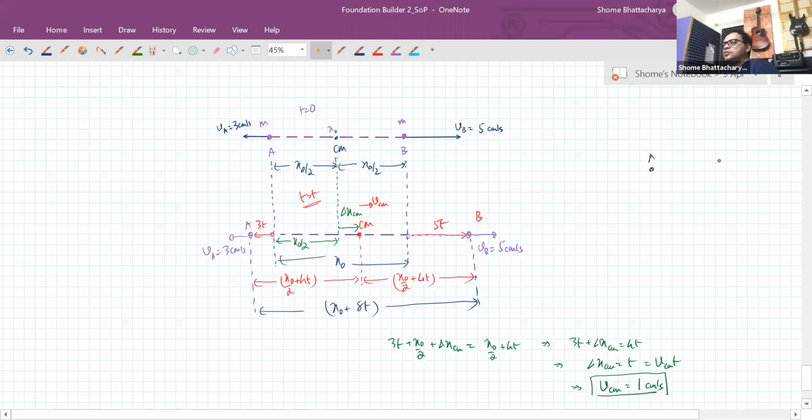So A and B were located here initially, where this distance was x naught. Now after some time, A has moved here, B has moved here. So this distance has increased to x naught plus 8t. So the center of mass has gone from this position to now this position. And from this, we calculated the displacement of the center of mass.